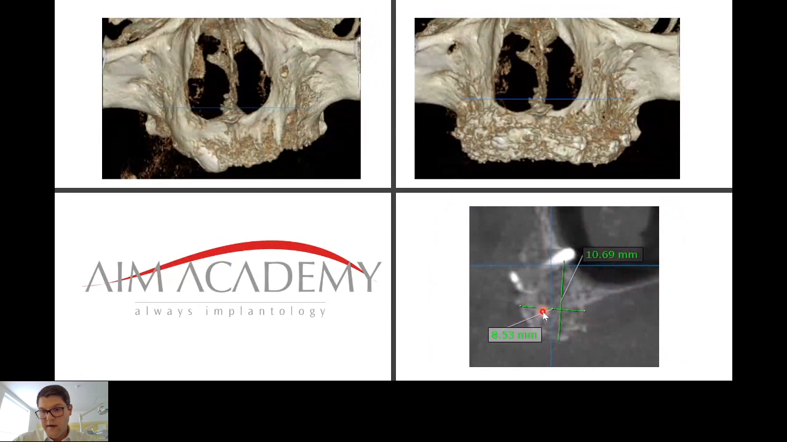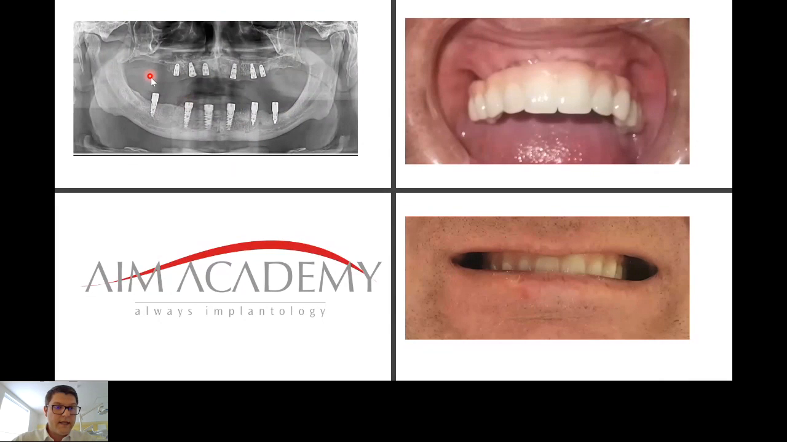As you can see here, this is the situation with a screw. You can see we have more than 8 millimeters in thickness and more than 10 millimeters in height. So from 2, 3 millimeters to 1 centimeter, well, I think it's a pretty good result. The time difference was about 5 months from here to here. After that, I put 16 implants, and this is the final result with a fixed overdenture.